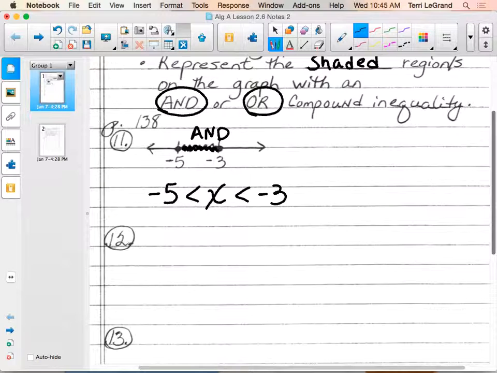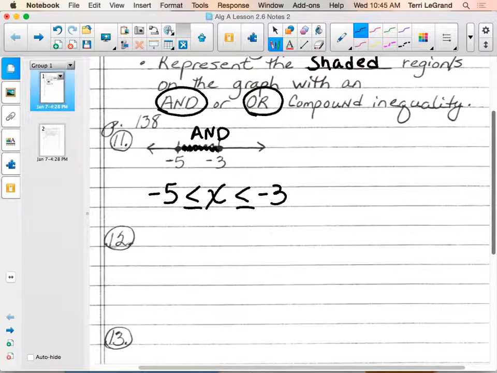Are -5 and -3 included? Are either of them included? One or both of them? Is -5 included? Yes, because it's shaded in, so we put the equal to bar. Is -3 included? Yes, so we put the equal to bar for that one. We have to look at each of our endpoints and see if they're shaded in or not. If they're shaded in, they're included in the solution. If they're not shaded, they're not included.